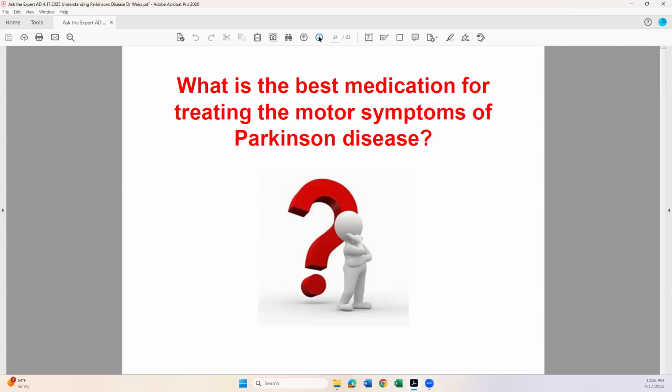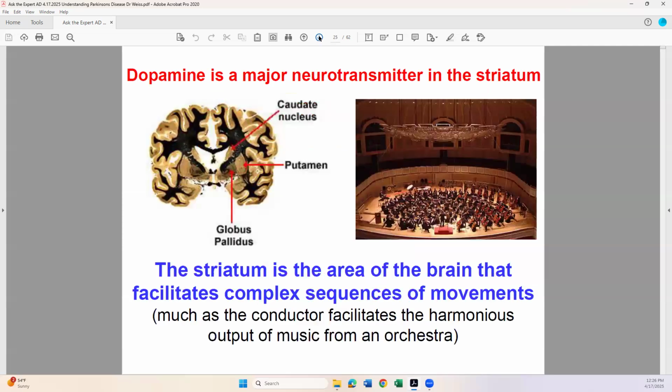So what's the best medicine, or is there a medicine for treating Parkinson's disease? And we're going to go quickly through the next few slides because I had omitted some of these. But to understand the medications, we have to sort of step back a little bit. How were these medicines developed?